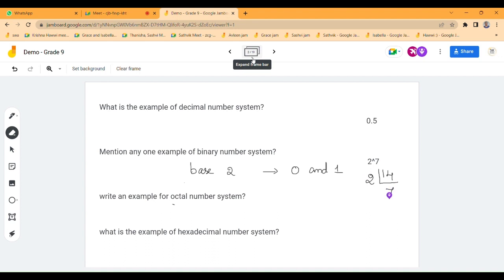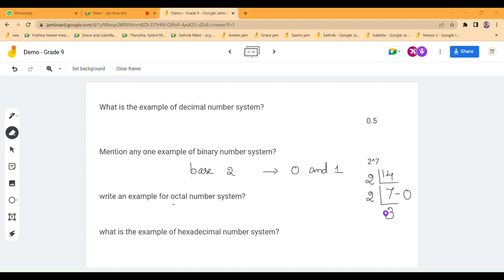Is there any remainder? Remainder means balance. Is there any balance? No. So then we will put 0. Again you divide this 7 by 2. What will come here? Don't divide exactly. You can divide by the nearest number. Three, so 6 will come.